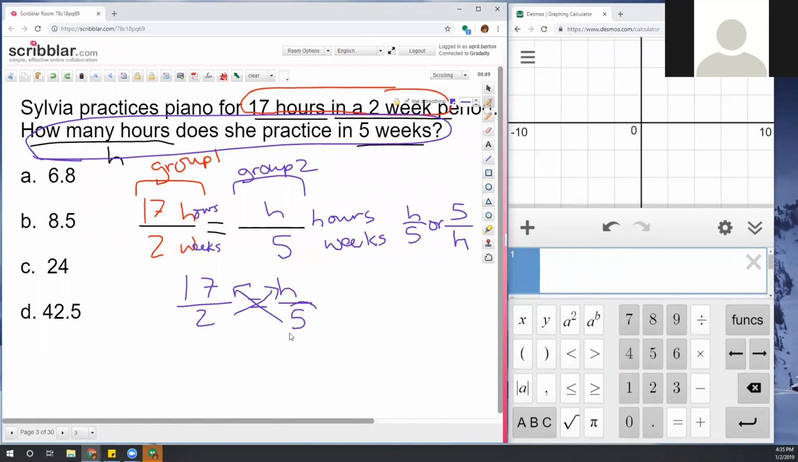The bottom of the second fraction is going to multiply by the top of the first. It's always coming from the bottom to the top of the other side. And then the 2 will multiply over by the h. Now we do the actual multiplication. And you could do it by hand, but it's easier to make mistakes if you do it by hand. I would just type into the calculator 17 times 5, which is 85.